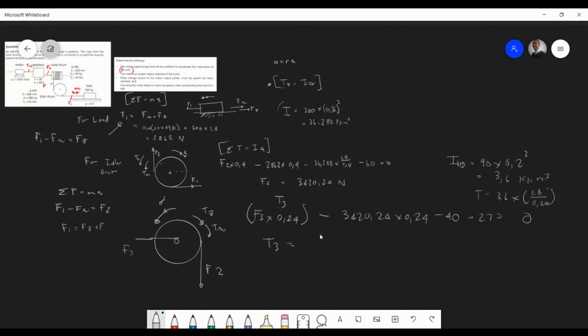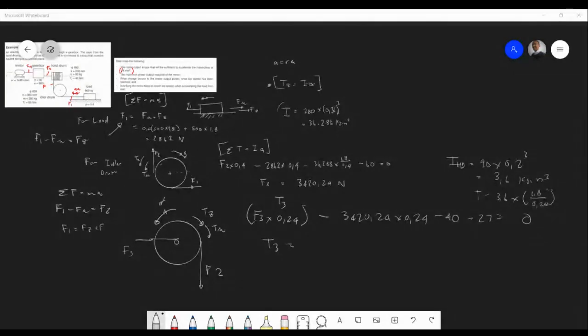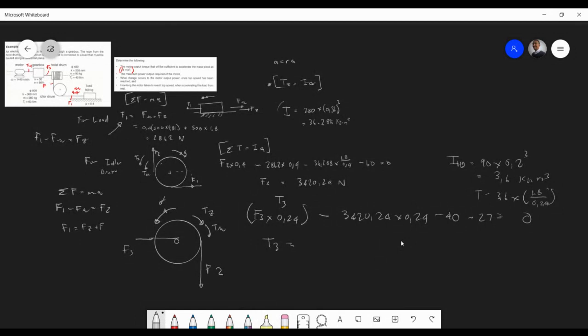I feel like I'm wrong. 24 minus 40. Something went wrong. Oh, it's okay. So I'm getting a torque, guys. I don't know if you guys got it. I don't know if I missed something here. So we're just adding all of these guys up. Plus 27. I'm not getting the exact answer here.